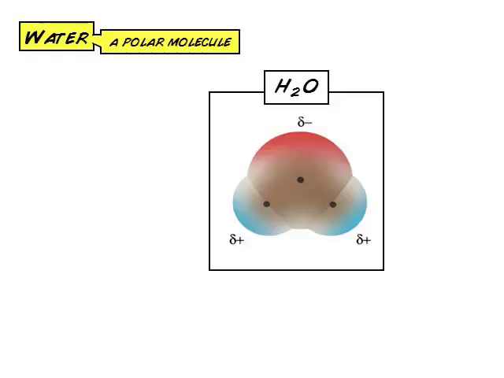Let's take a look at the water molecule. Water is a polar molecule by virtue of the fact that hydrogen and oxygen, from which it's made, have different electronegativities. Here we can see the two hydrogens attached to the oxygen.